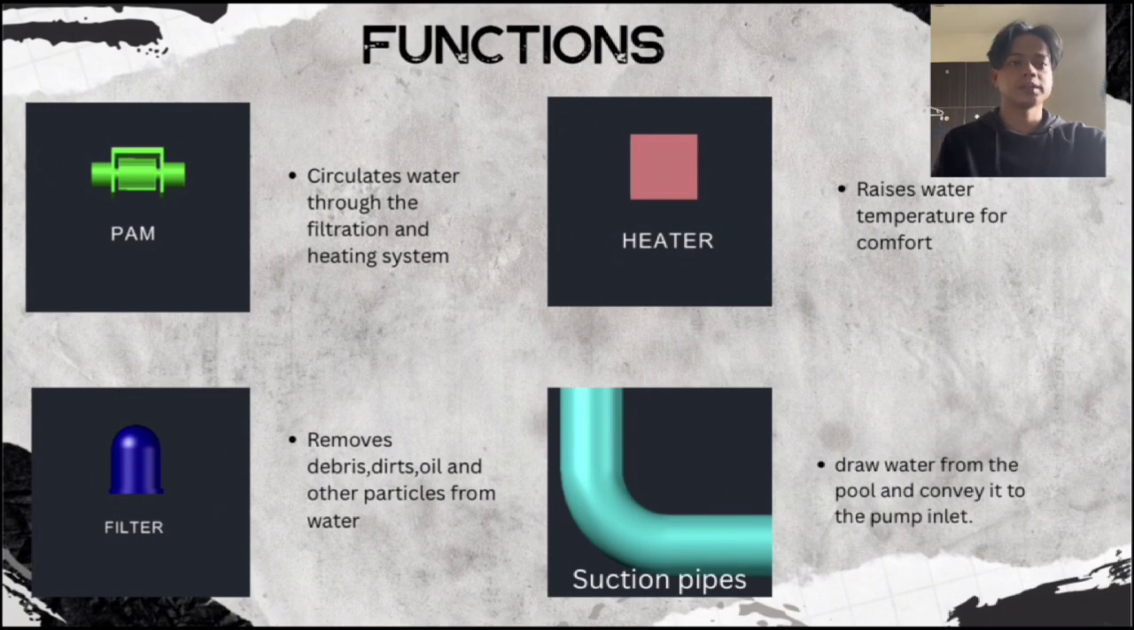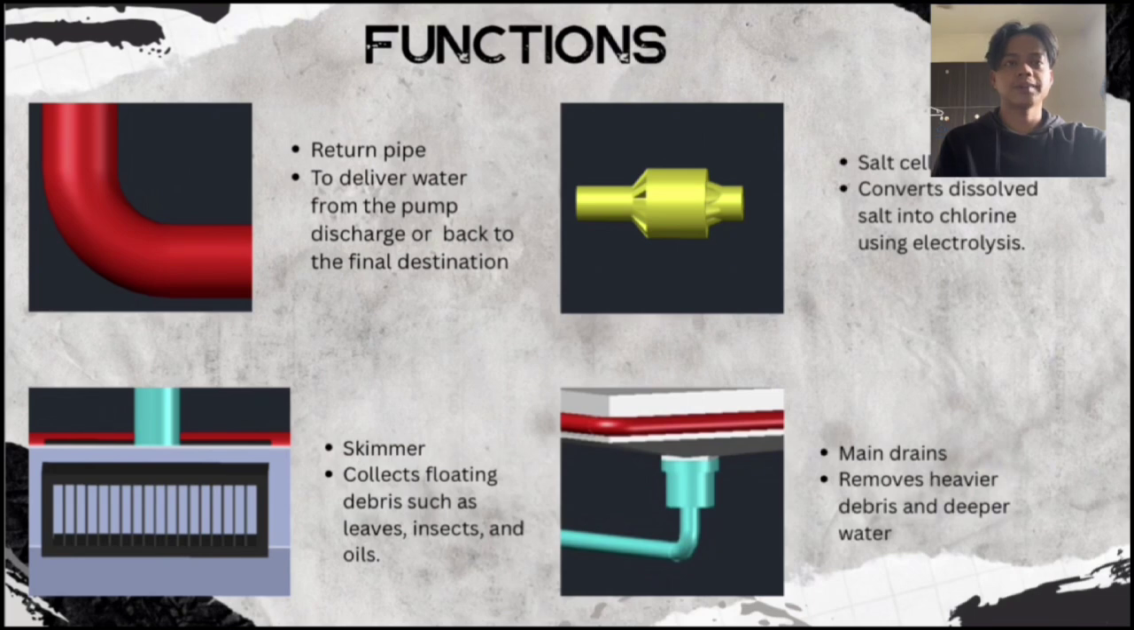The next one is the suction pipes, which are used to draw water from the pool and convey it to the pump inlet. The next one is the return pipe. It delivers water from the pump back to the pool. The next one is the salt cell. It converts dissolved salt into chlorine using electrolysis.